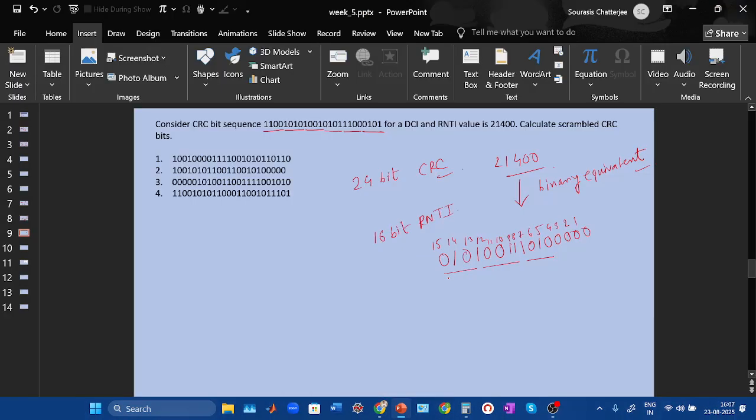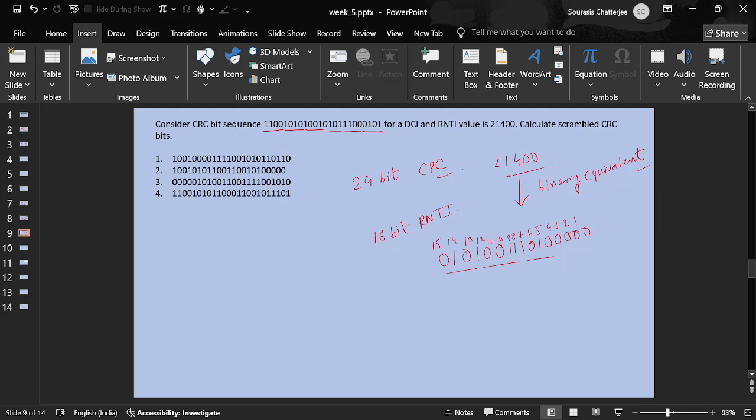Sir, in the quiz question also, there was a different RNTI value that was also coming as a 15-bit binary value. Okay. That's fine. So it is 10, 100, 111, 0011000.